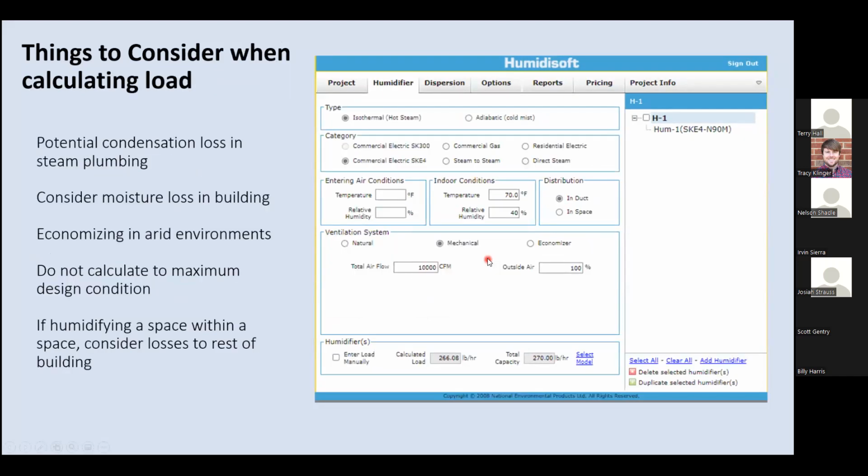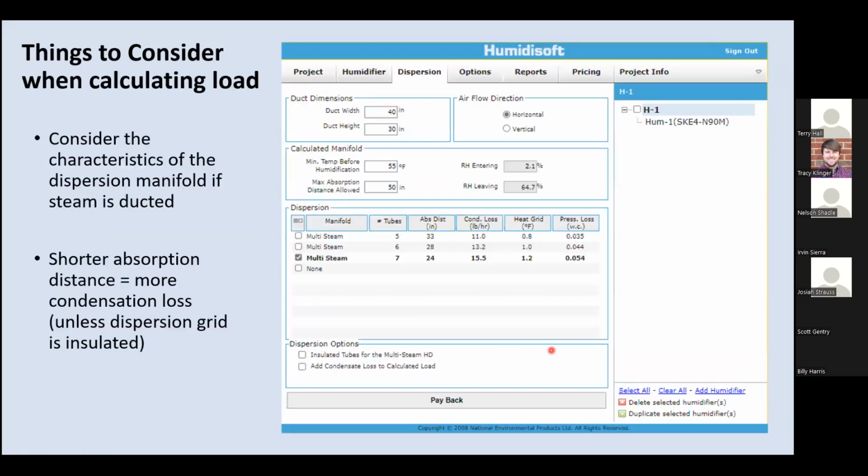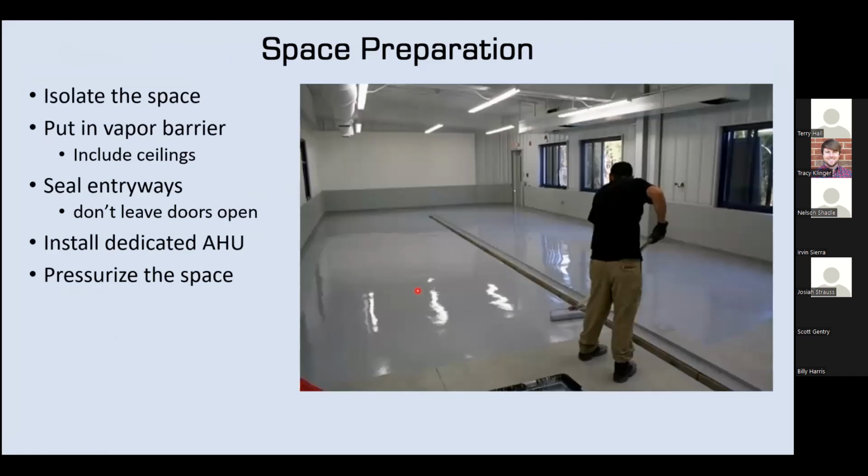If I back up and look at the calculated load, it's 266 pounds per hour, but our condensate loss can push us over the capacity of the selected humidifier. So we'd want to either add our condensate to the load or select a larger humidifier. So it's important to consider condensate losses. The other option here would be to insulate our grids, and then we have lower condensate loss. So just things to consider when looking at duct distribution.